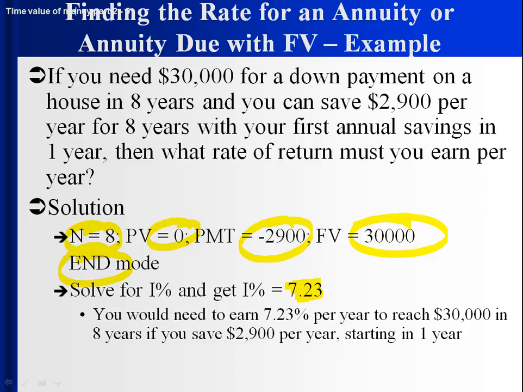7.23%. A year, you put in 2,900. For 7 years, it'll compound at 7.23%, and then it'll be worth something. 2 years from now, you're going to also put in 2,900. That'll compound for 6 years. All 8 of the contributions, your last one won't compound at all because you'll say, here's 2,900, now give me my money. The bank would give you $30,000.